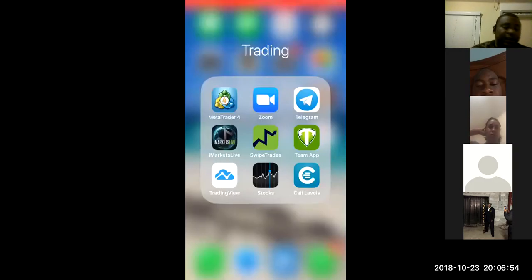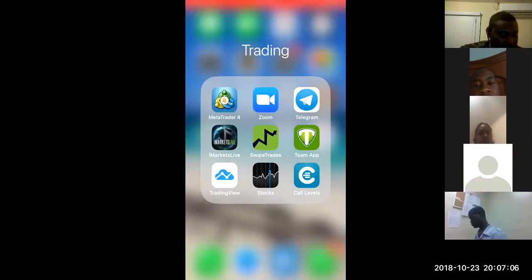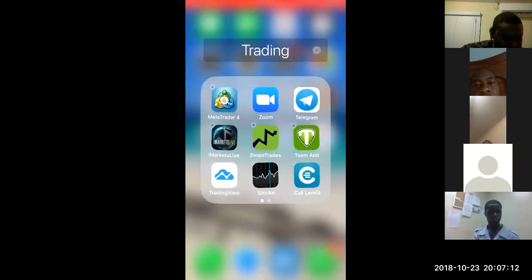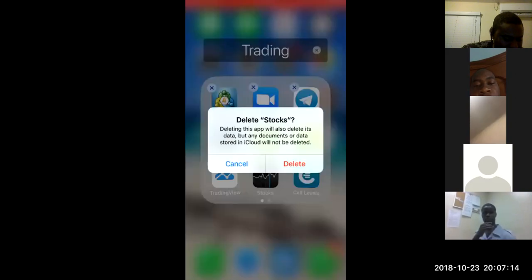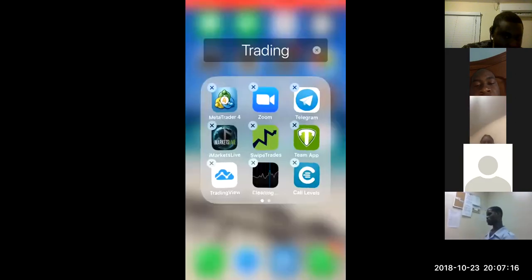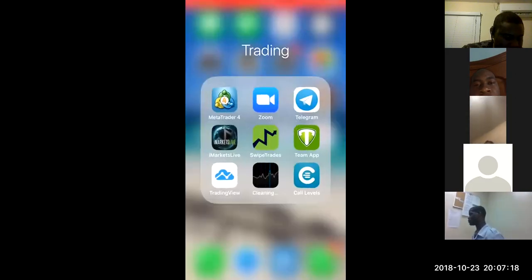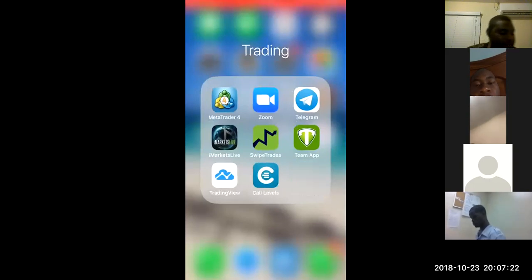All right, so this is basically all the apps that I use. I use MetaTrader 4, Telegram, iMarkets Live, Swipe Trades. I don't have that active right now. TradingView and call levels. All right, so those are the apps I use for my trading.